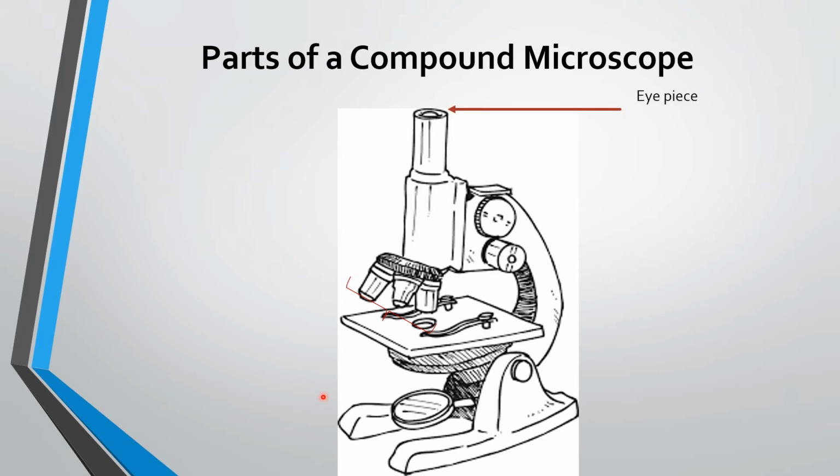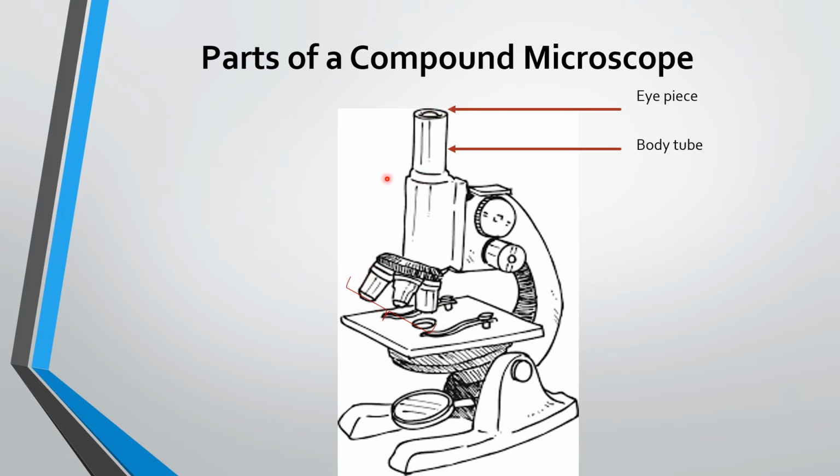The first part is the eyepiece. Eyepiece in Sinhala is Upanetta, and here a convex lens has been used as the eyepiece. And here is the body tube, and the function of this body tube is to connect the eyepiece and the objective lenses.